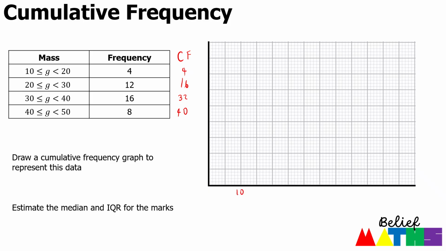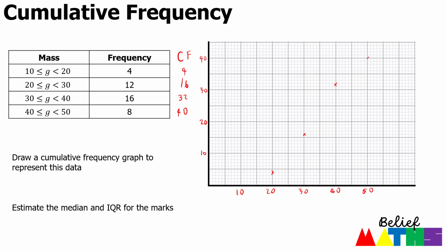So we can just go 10, 20, 30, 40, and 50. And then vertically we can just go 10, 20, 30, and 40. Now we're going to plot our upper bounds, so the 20, 30, 40, and 50 with our cumulative frequency. So 20 goes up to 4, which is there. 30 goes up to 16, which is just there. 40 goes up to 32. And 50 goes up to 40.